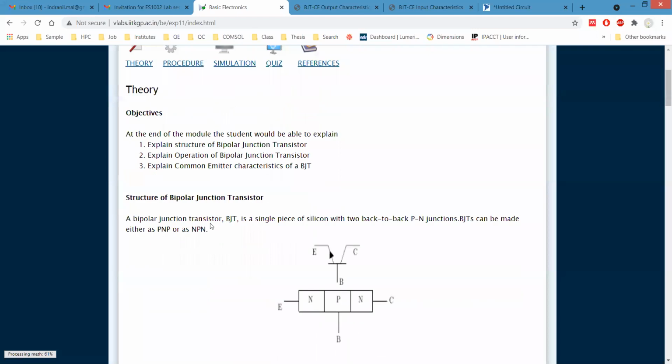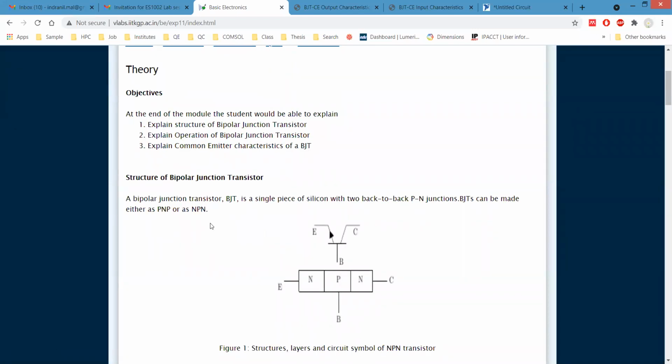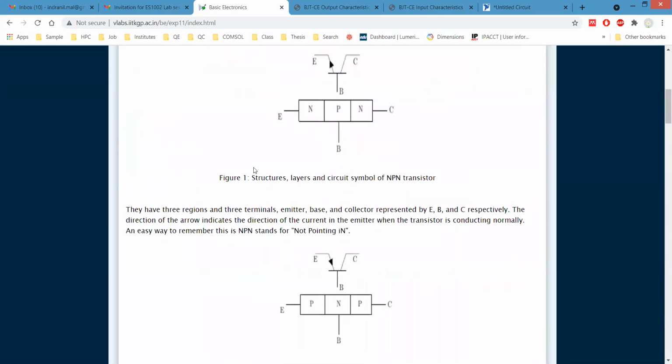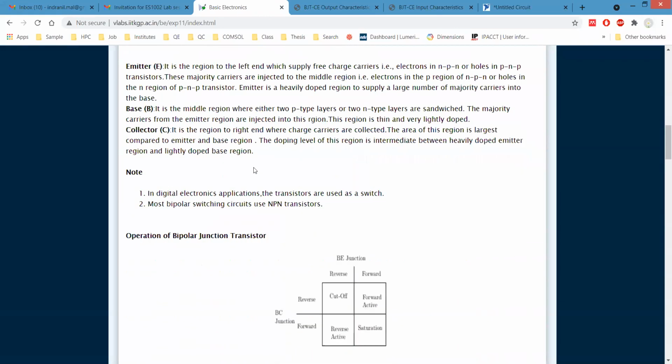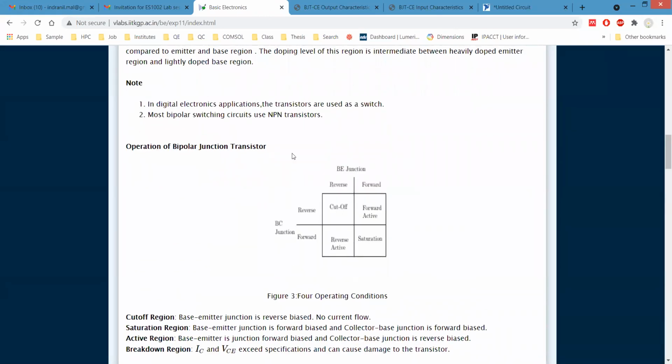In the VLab we will study the common emitter for these things. Now, there is another thing you have to remember.